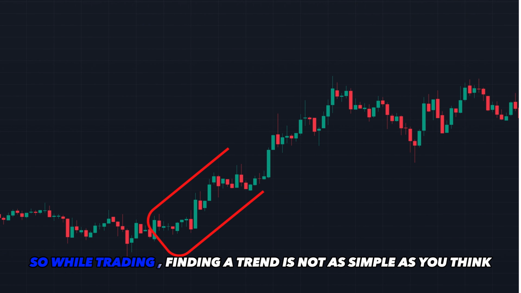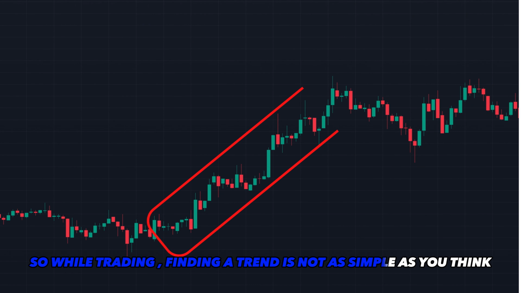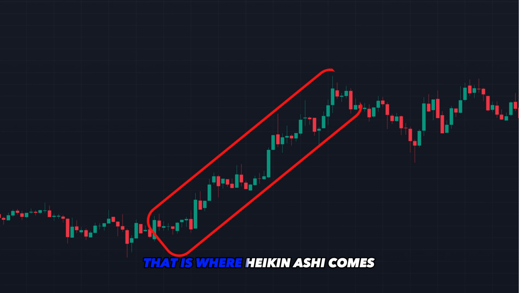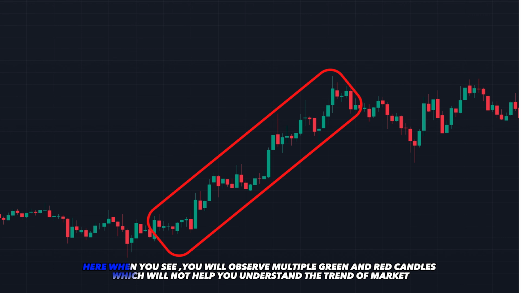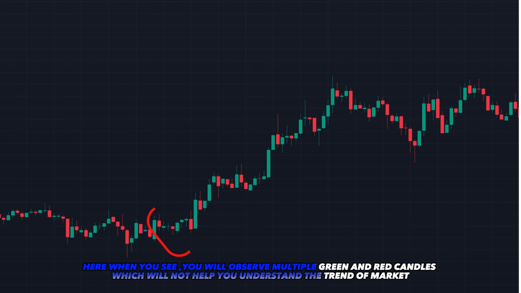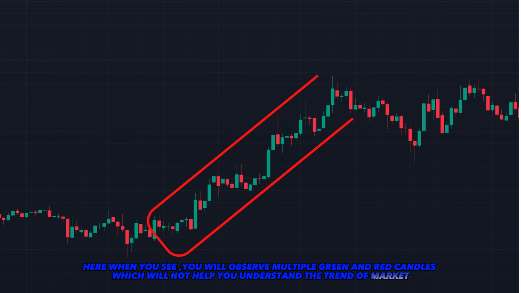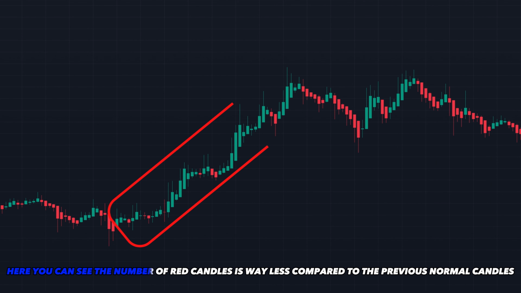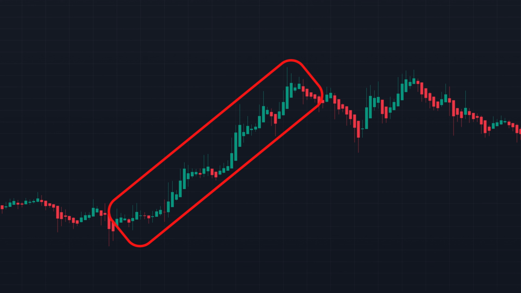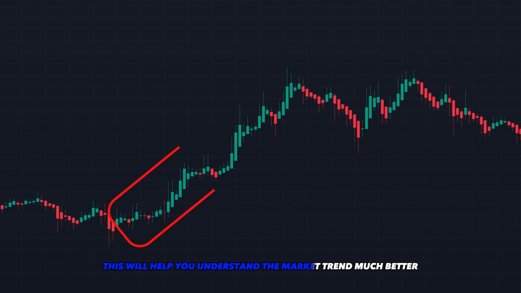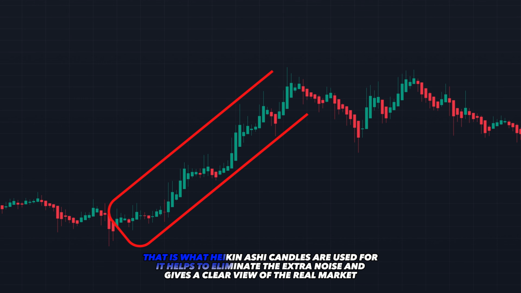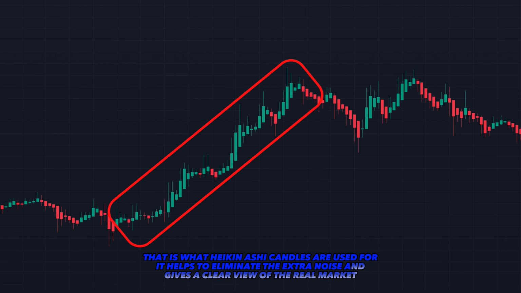While trading, finding a trend is not as simple as you think. That is where Heikin Ashi comes in. Here, you will observe multiple green and red candles, which will not help you understand the trend of the market. Here, you can see the number of red candles is way less compared to the previous normal candles. This will help you understand the market trend much better. That is what Heikin Ashi candles are used for. It helps to eliminate the extra noise and gives a clear view of the real market.